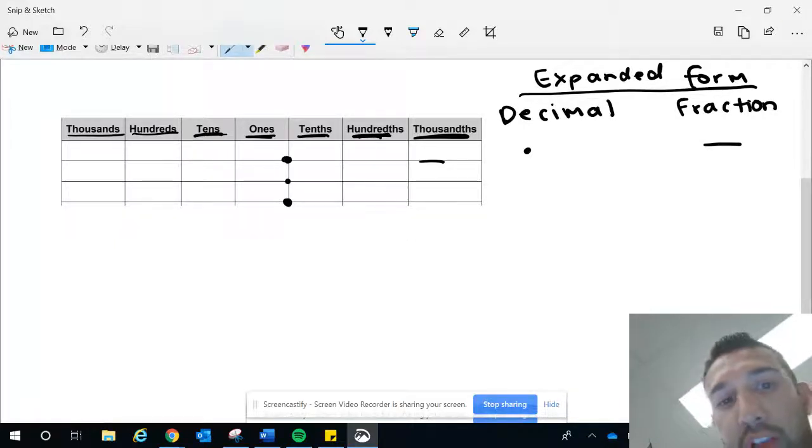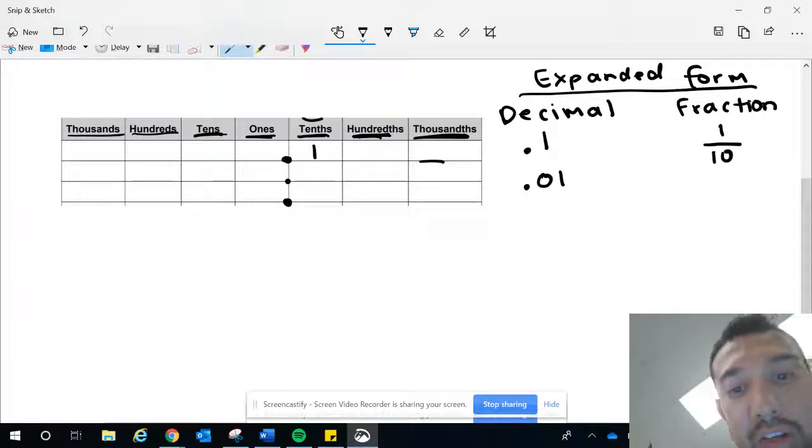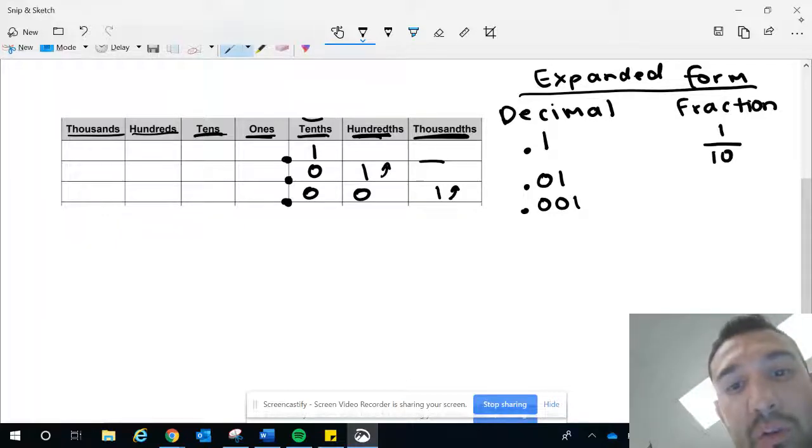Okay, so decimal. How do we write tenths in decimal form? It's 0.1. How do we write it in fraction form? We would say 1/10. And how do we write hundredths? 0.01. Thousandths would be 0.001. Remember, what place value does this fall in? It's 1, so you say 1,000ths. This falls in hundredths, so you say 100ths. This falls in tenths, so you say 1/10ths.